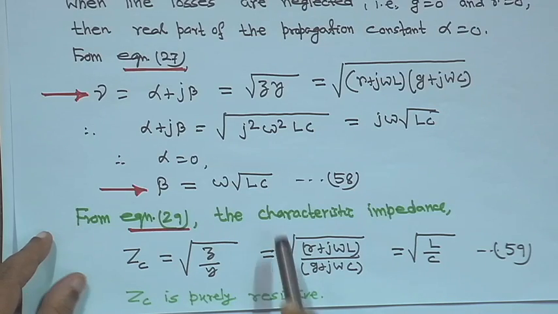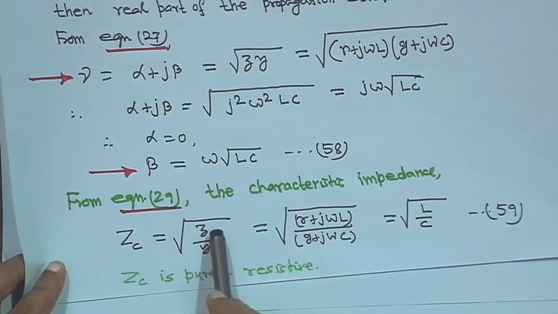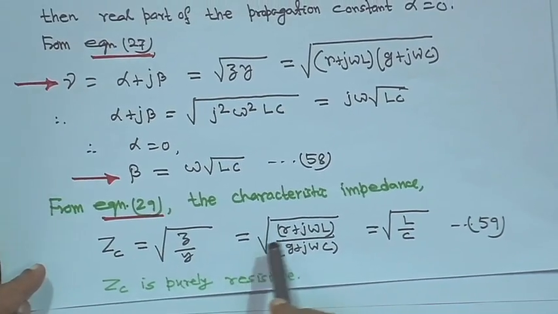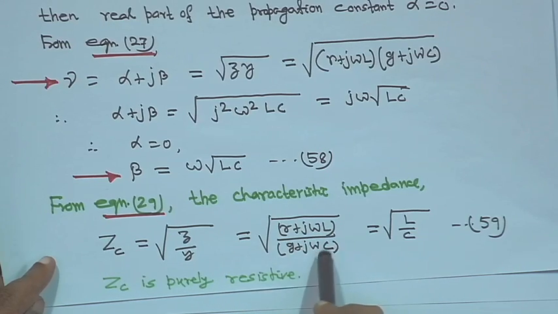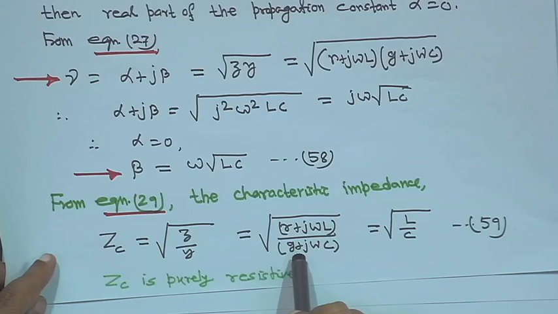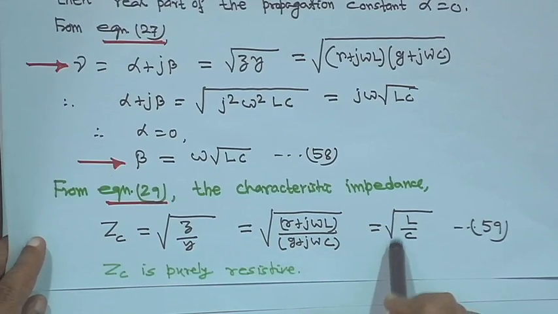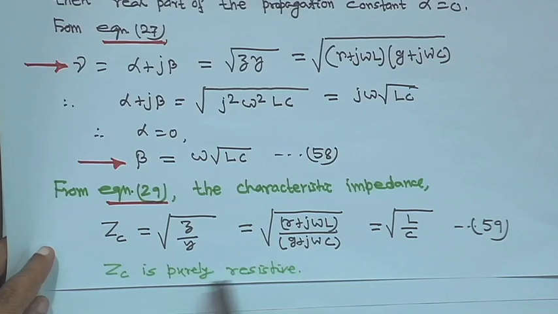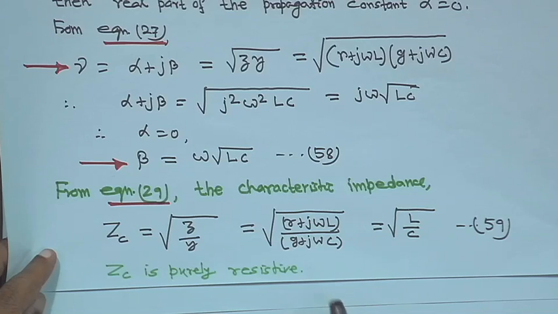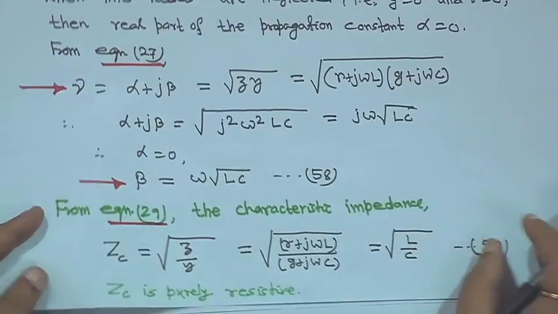Therefore, equation 29, the characteristic impedance, we know Z c is equal to root over small z upon small y, that is root over r plus j omega l divided by g plus j omega c, but r is 0, g is 0. So, if you put r is 0, g is 0, j omega will be cancelled, and ultimately Z c will simply become root over L by c. So, Z c actually is purely resistive. There is no complex part here, root over L by c is purely resistive.